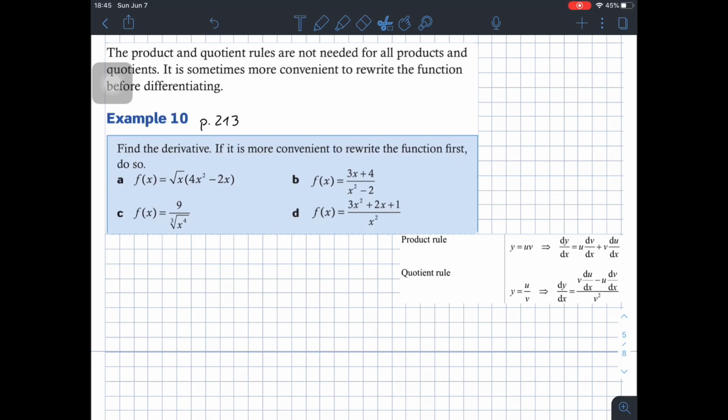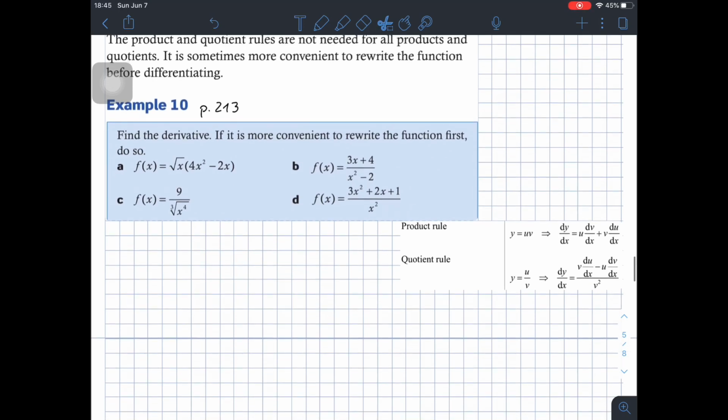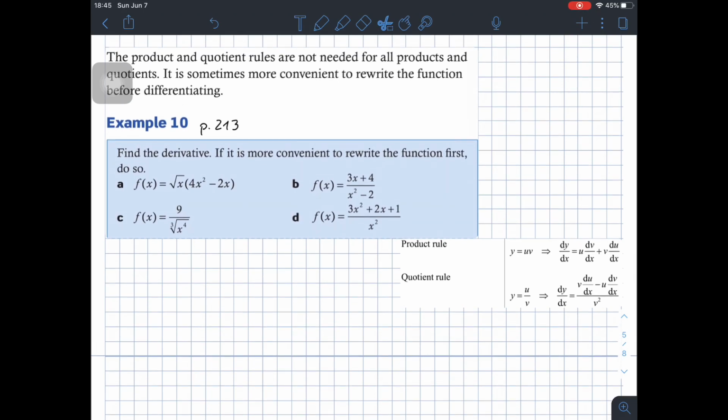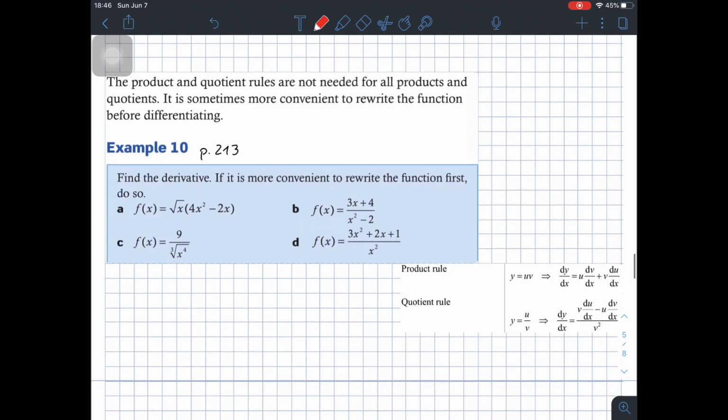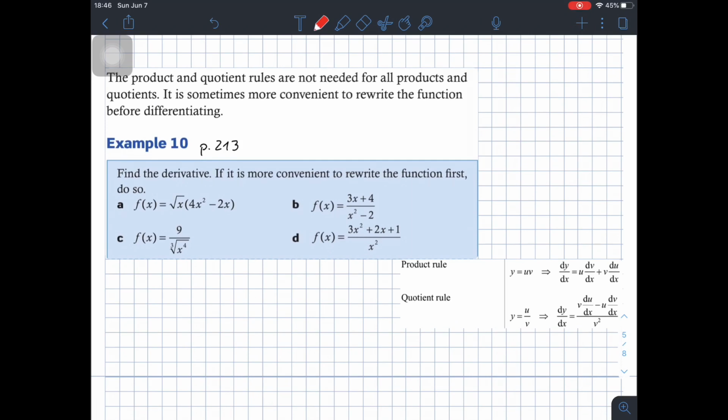So what I want to do in this video is show you a little bit more examples about how to use the product and quotient rule, and then I'm going to show you different ways to represent the derivative notation, okay, just for you to consider and to understand what each of the symbols imply, okay? So here it says, the product and quotient rules are not needed for all products and quotients. It is sometimes more convenient to rewrite the function before differentiating. So let's see these examples to see what this is referring to.